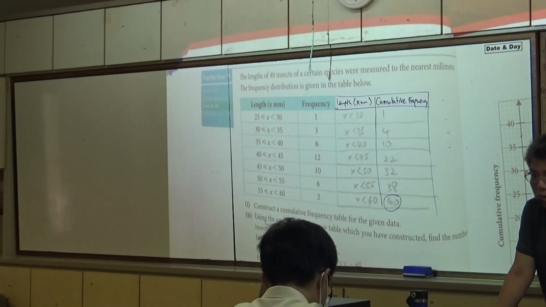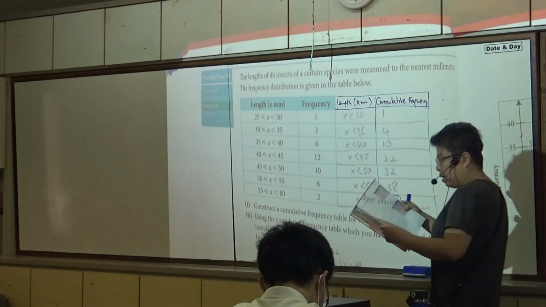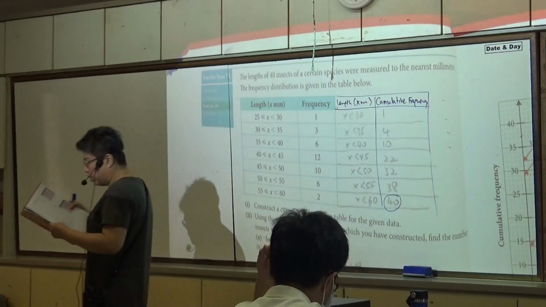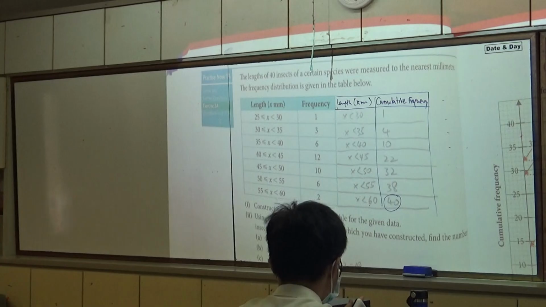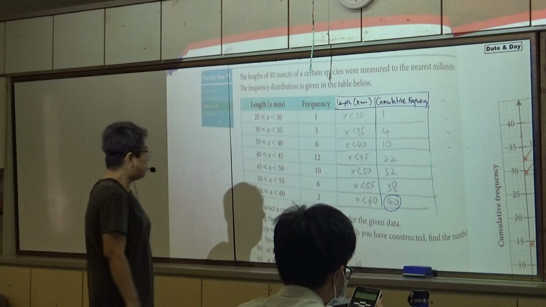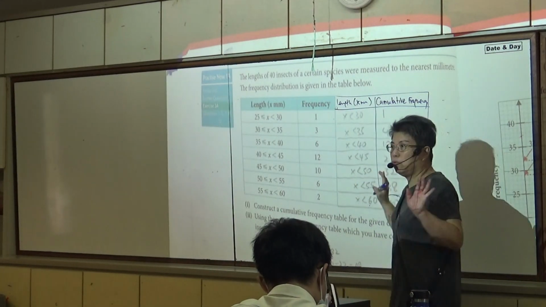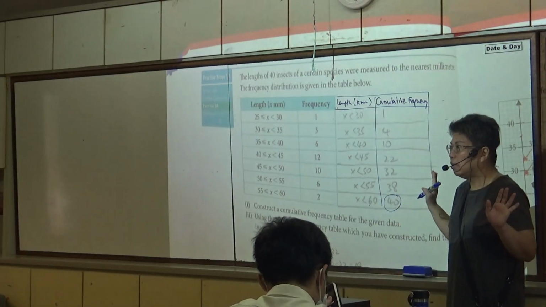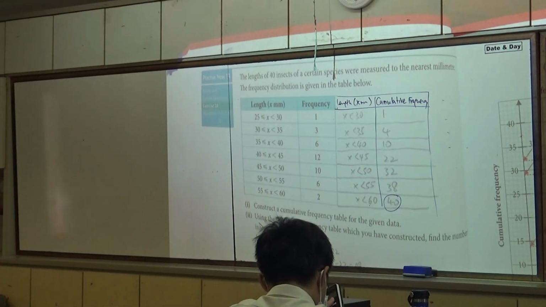Everybody clear? Okay, now, then we are going to answer the questions that follow. All of you look at part 1. Construct a cumulative frequency table for the given data. We have already done so. Using the cumulative frequency table which you have constructed, find the number of insects which are less than 50 mm in length. Now, less than 50 is here, right? So how many insects? 32, straight away. Can see it now? Write down, 32. Everybody okay? Can see it?